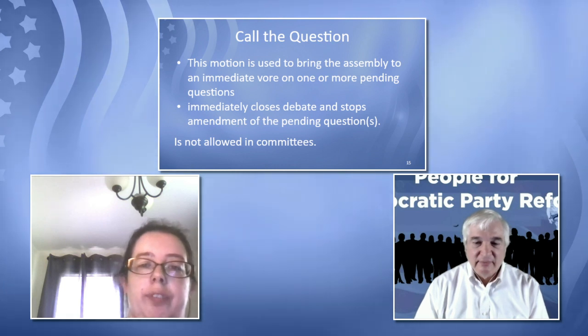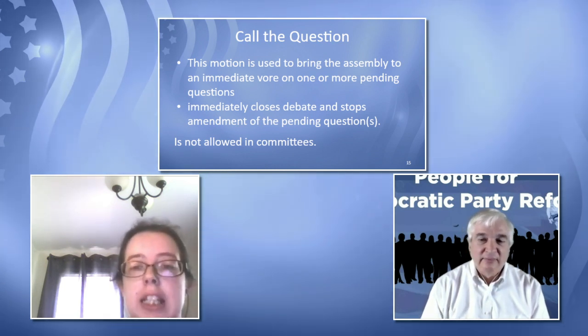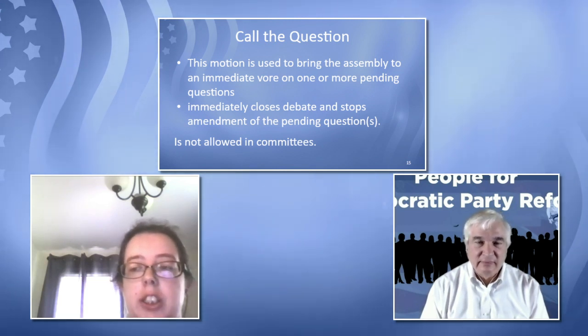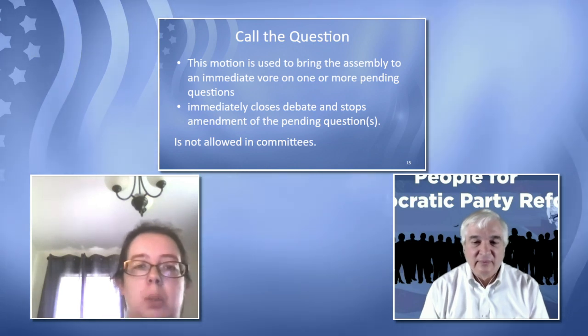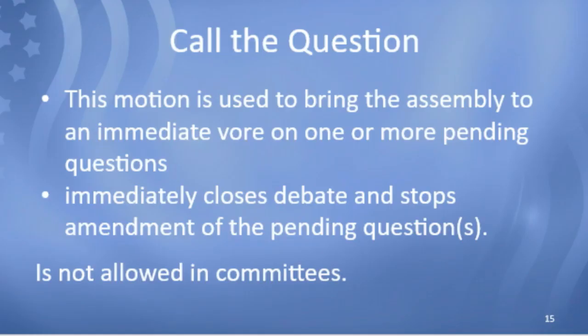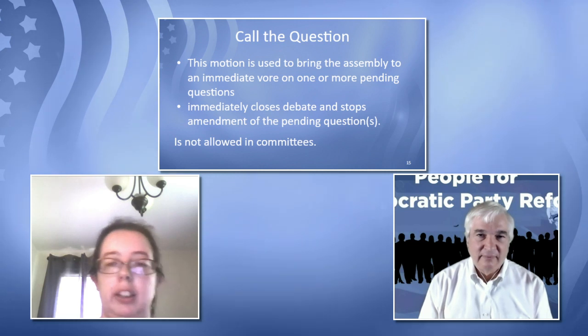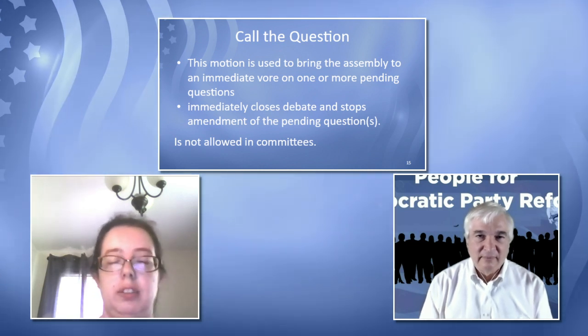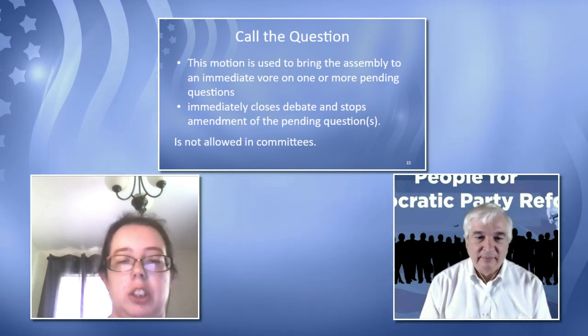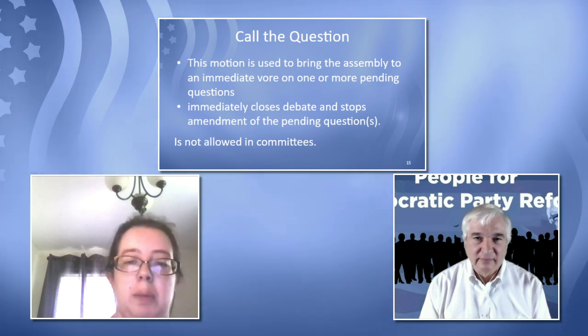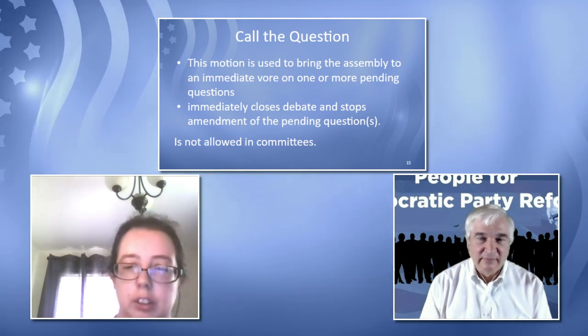So you want to use the call to question to bring to an immediate vote one or more pending questions. One of the principles of parliamentary procedure is that you only deal with one question at a time. But you can have stacking motions that you have to decide one, and then the next, and then the next. So you can call the question on the whole sequence, or you can call the question on one thing. There are lots of details, and we could probably do a whole show about just calling the question if you want it. But so you close debate, stop amendments on the questions, and you just go straight to a vote.